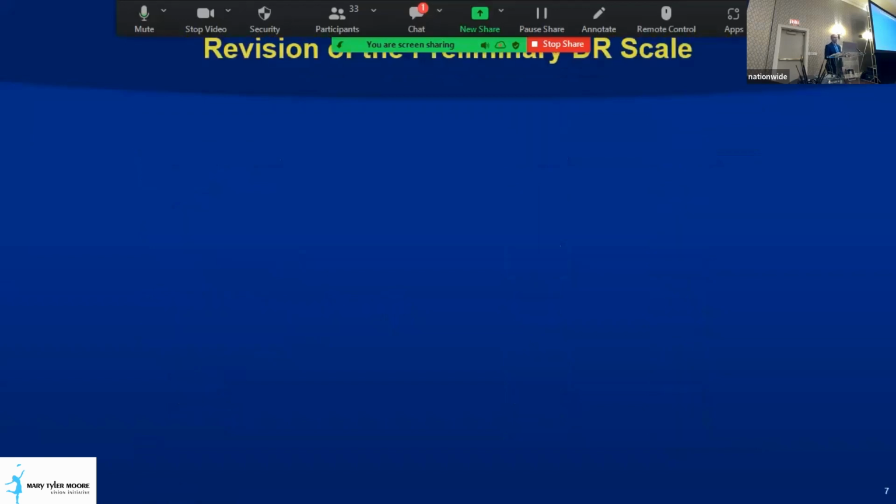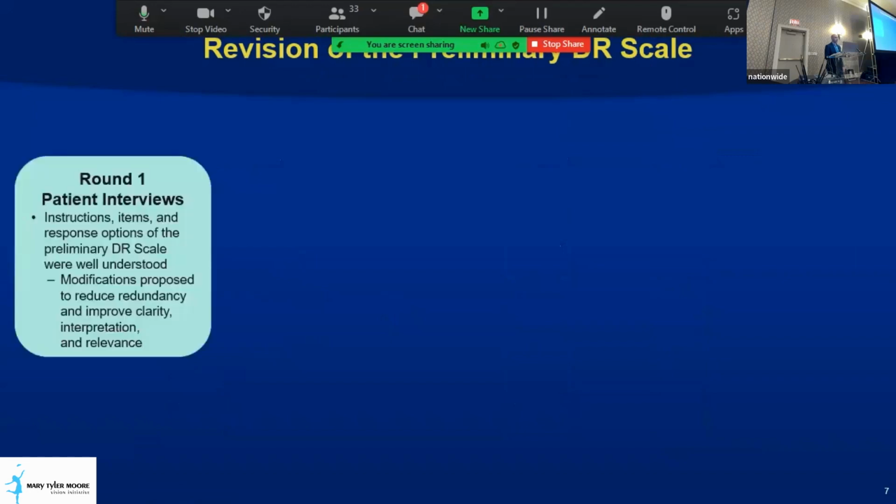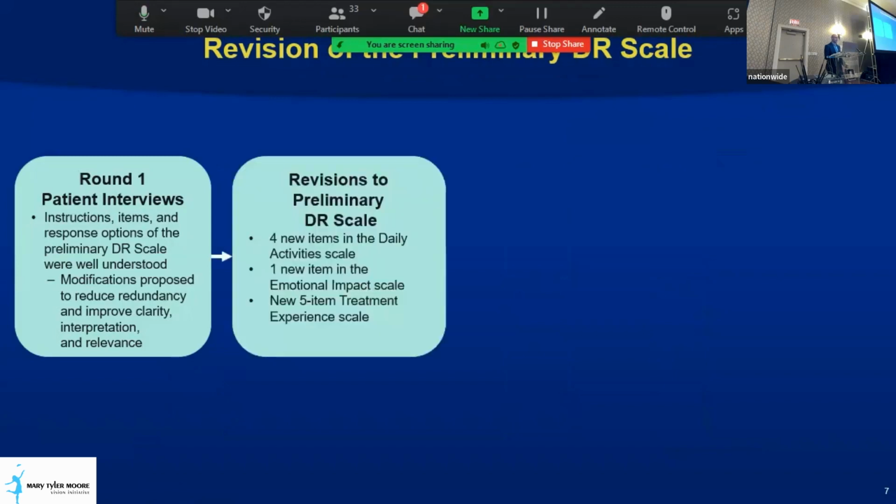So we revised the preliminary diabetic retinopathy scale iteratively based on patient feedback. Our round 1 patients reported that the instructions, items, and response options of the DR scale were well understood, but they proposed modifications to reduce redundancy and improve clarity, interpretation, and relevance. So we revised the questionnaire to include 4 new items in the daily activity scale, 1 new item in the emotional impact scale, and we added a new 5-item treatment experience scale.